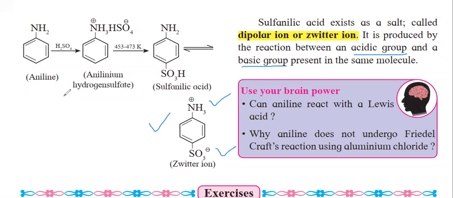I will tell you one more time. This is aniline. When it is treated with H2SO4, first it forms anilinium hydrogen sulfate, and then afterwards it forms a para product, para sulfonyl aniline, which is sulfanilic acid. It is a common name.